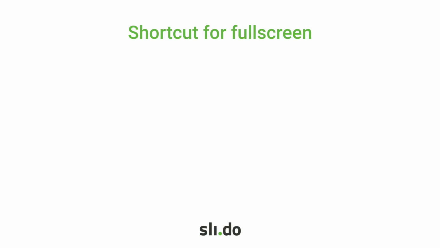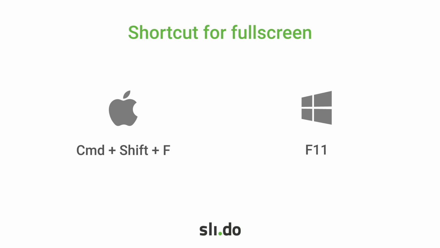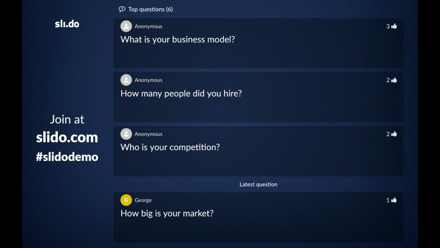Use a shortcut to go full screen. For Mac, it's Command-Shift-F. For Windows computers, it's F11. And then just use an admin device to moderate, highlight, or archive questions, and also use this device to activate the polls.